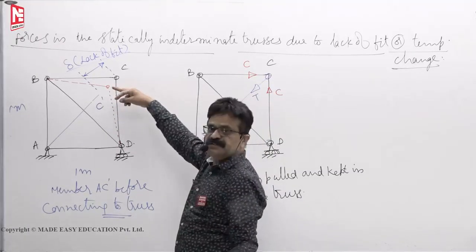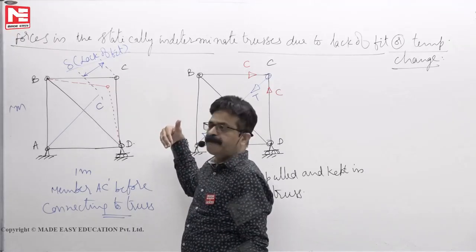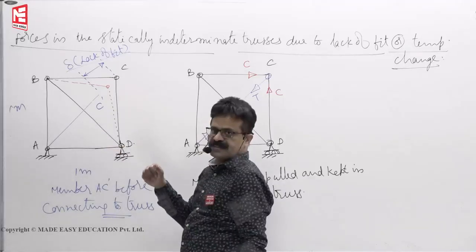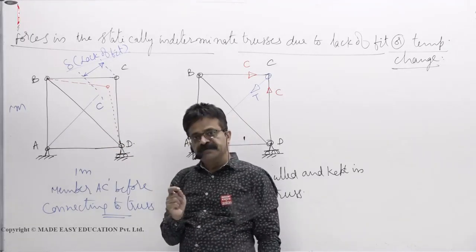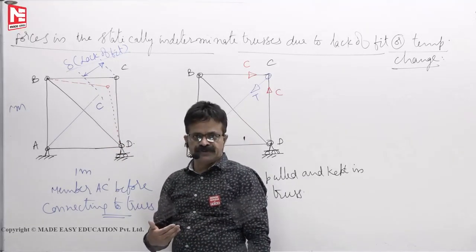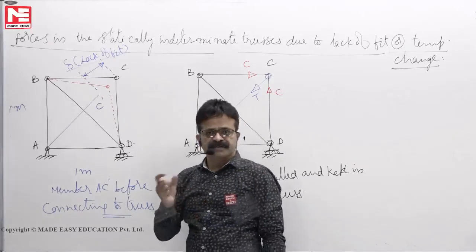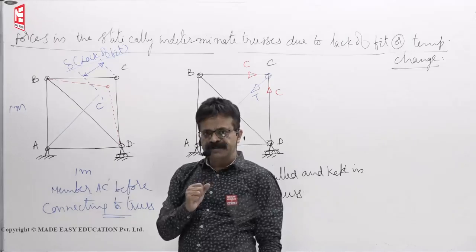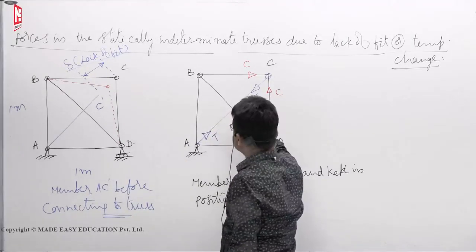How much does it come down? 20 marks questions we will see. Compatibility conditions we will write and find the member forces. To write the compatibility condition and find the member forces, it takes a minimum of 7 to 8 minutes. So such long questions are for 20 marks. Now you will be asked only this much.